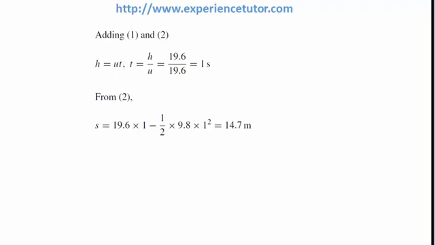Adding equations 1 and 2, h is equal to ut, t is equal to h upon u, 19.6 upon 19.6, which is equal to 1 second. From equation 2, if we put these values, we will get 14.7 meter.